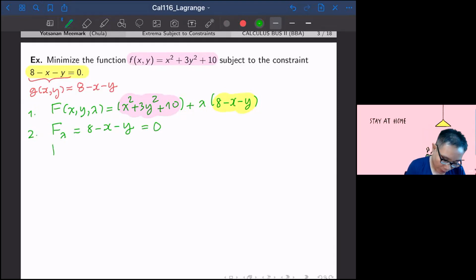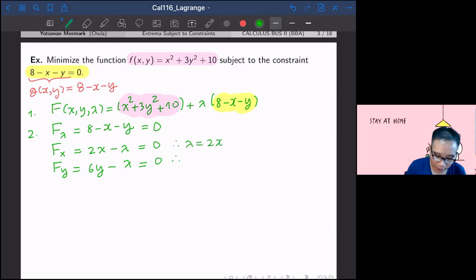And you have F_x, now you need to differentiate. It's gonna be 2x, and differentiating with respect to x, minus lambda. And F_y is going to be 6y minus lambda, and you're going to let them equal 0. The trick here is you're going to solve for lambda, so lambda equal to 2x, lambda equal to 6y.